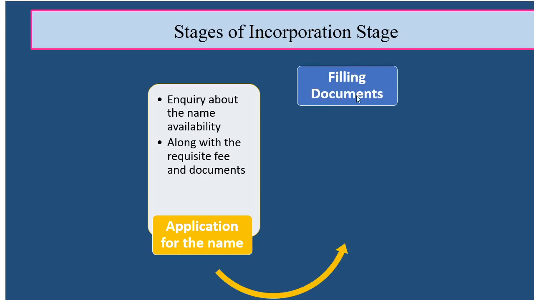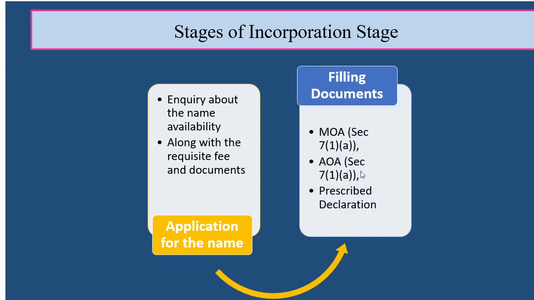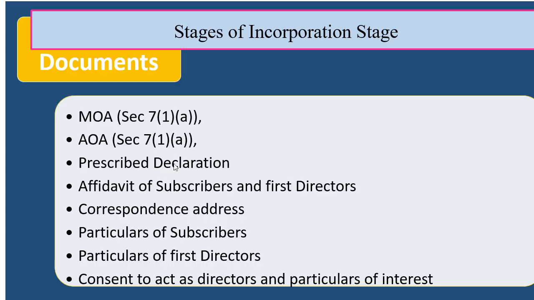The second step is filing documents. So here there are various documents to be filed by the promoters as well as the first directors of the company. So here let us see this step in detail. In a document, the first thing is Memorandum of Association. As is specified under section 7(1)(a), it should be attached with the application. Memorandum of Association as well as Articles of Association.